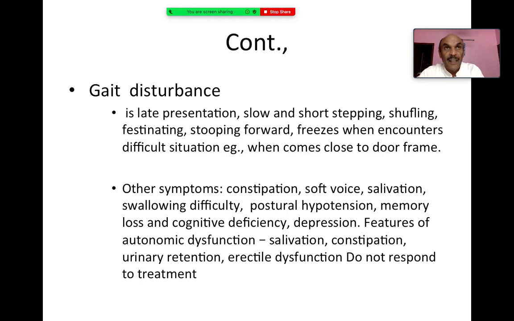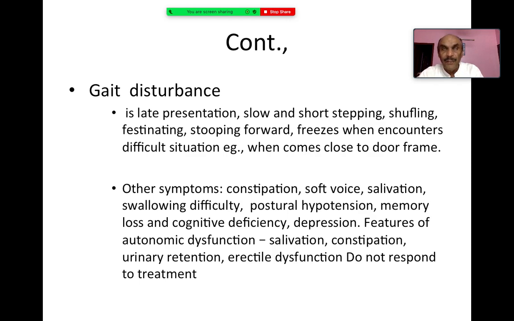In order to maintain the balance, patients stoop forward. When he suddenly comes across a situation that is dangerous, then he freezes. For example, when he is asked to walk and he comes close to the door or door frame, he suddenly freezes. This is again a feature of gait in a Parkinson's patient.